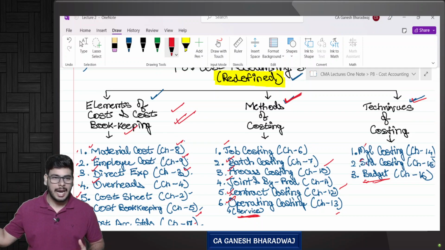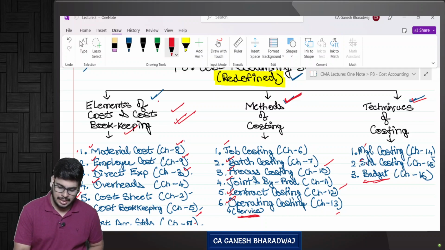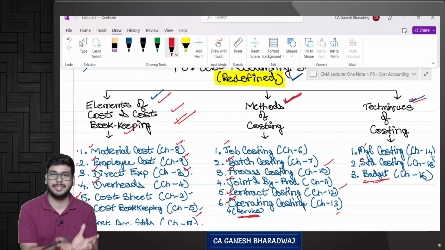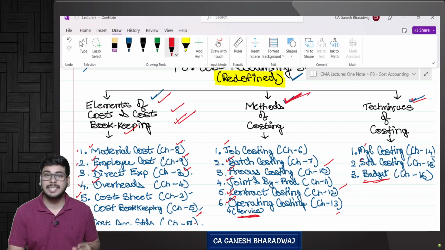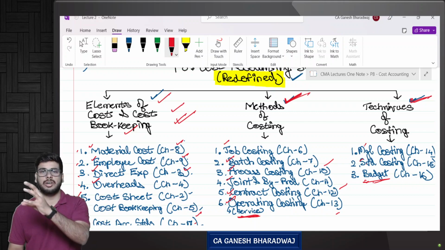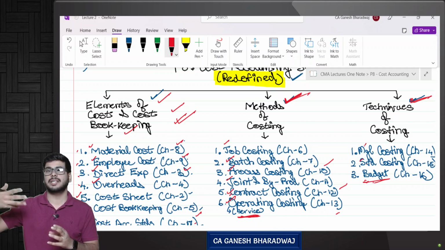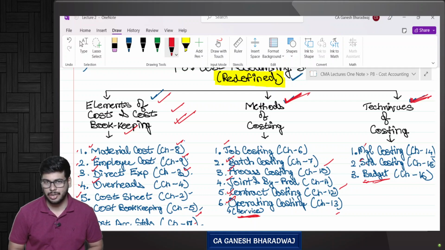We will be seeing it during the course of our lectures. For the time being, just understand that the first component is elements of cost and cost bookkeeping. It tells you the basics of cost accounting, your costing principles, and if you apply that industry wise or sector wise, that is called methods of costing. And techniques of costing is nothing but the information that costing provides you. Based on that, if you start taking some meaningful decisions, that is covered under techniques of costing. Are you clear with this?